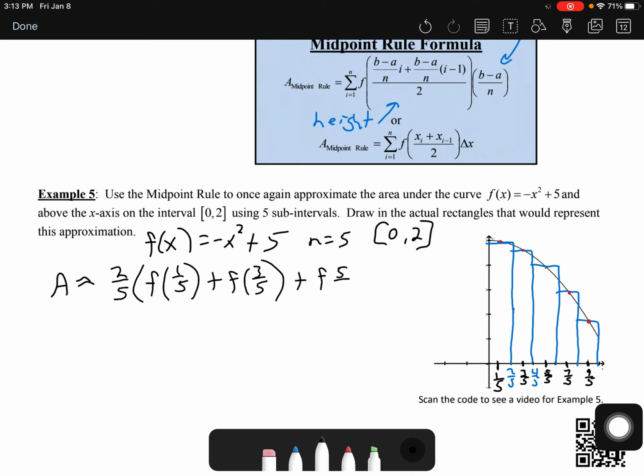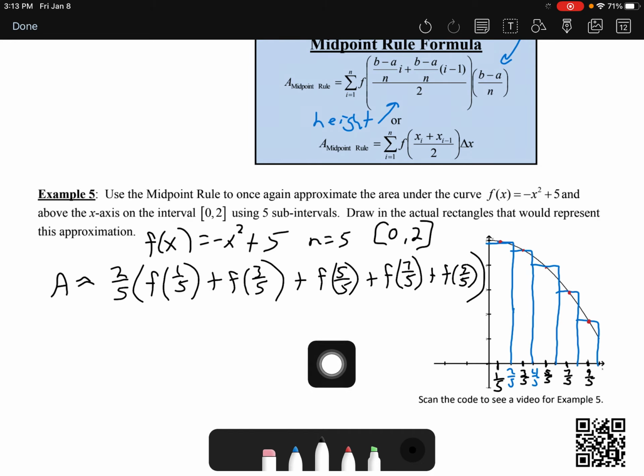And then f of 5/5 in the middle of the third rectangle, f of 7/5, which is in the middle of the fourth rectangle, and f of 9/5, which is in the middle of the fifth rectangle. Okay, so I hope that makes sense. I have them marked here, and we're finding the heights of each of those, right?